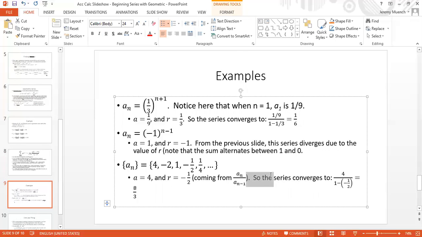So here the series converges to 4, which is a, over 1 minus r. So 4 over 1 minus -1/2, or 4 over 3/2, which is 8/3. Neat.